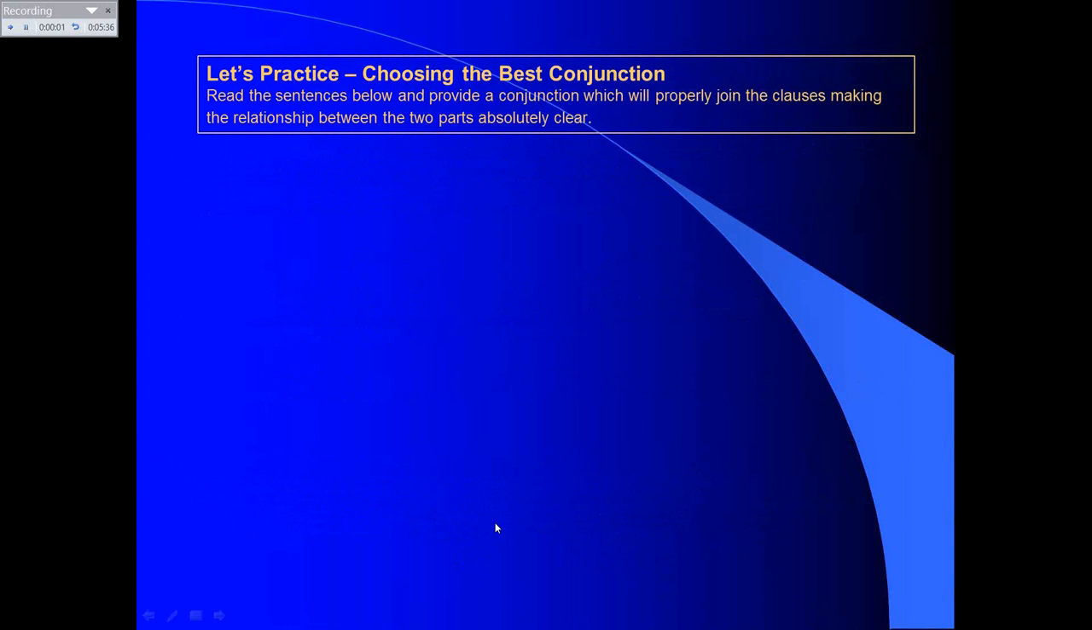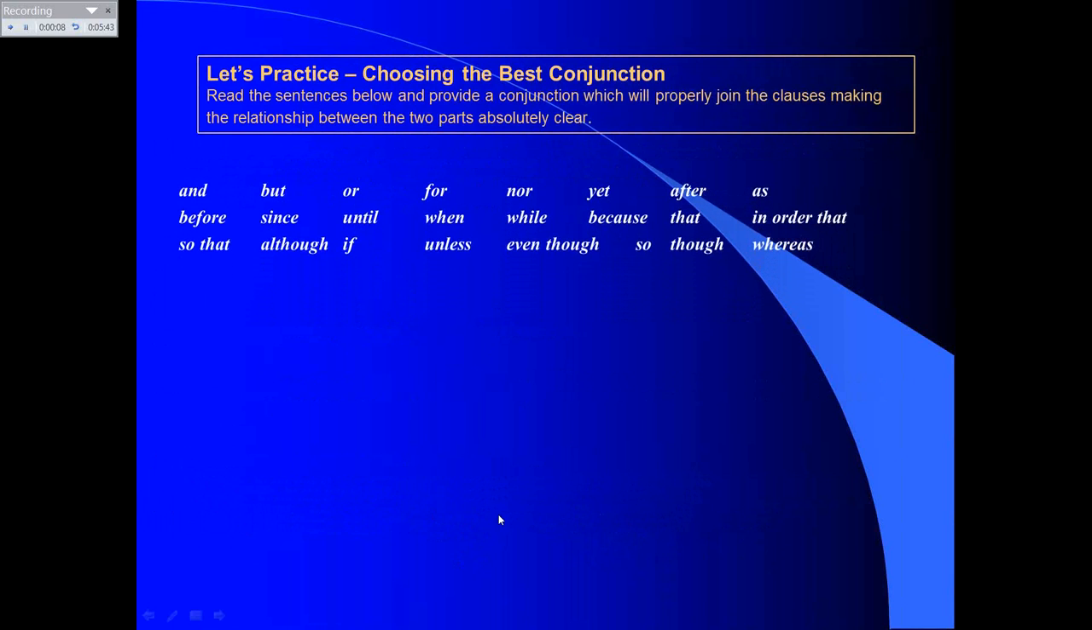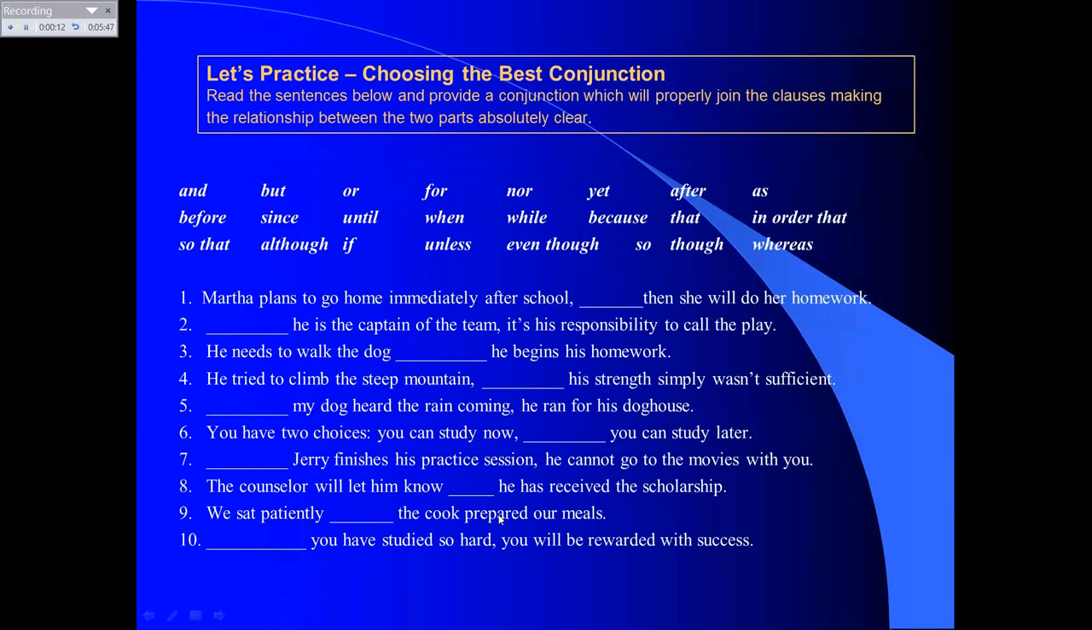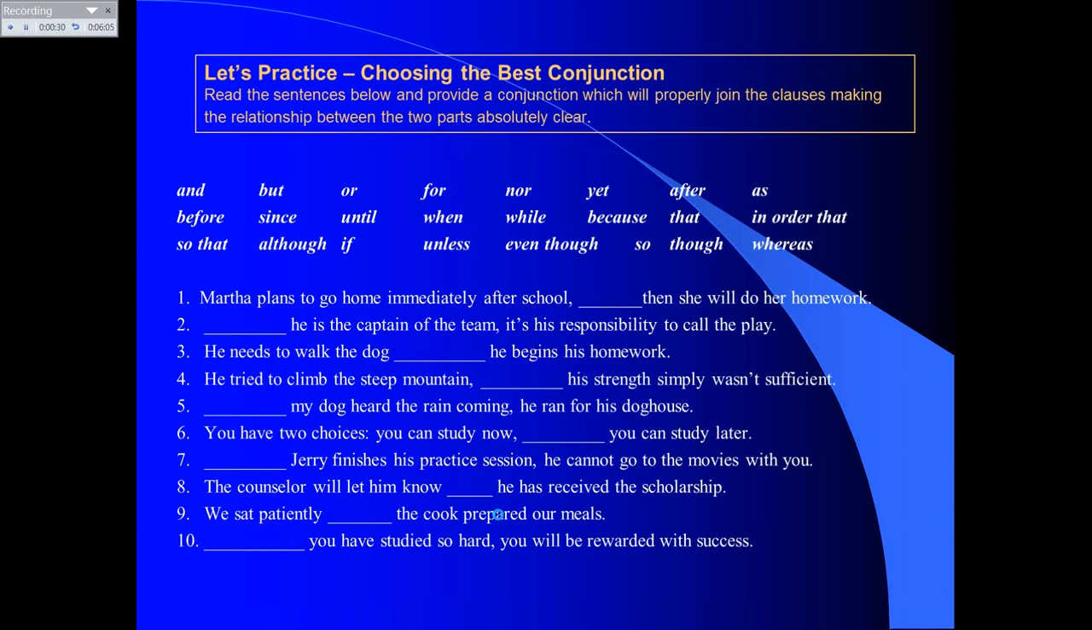So now we're going to practice, and you're going to look at the sentences and provide a conjunction which will make sense. I've given you a lot of conjunctions here, so there's not just one answer to these. You could put several different conjunctions there. When you check your answers, if you did not get what I've suggested and you're not sure of it, then mark it and we can talk about it when we meet.